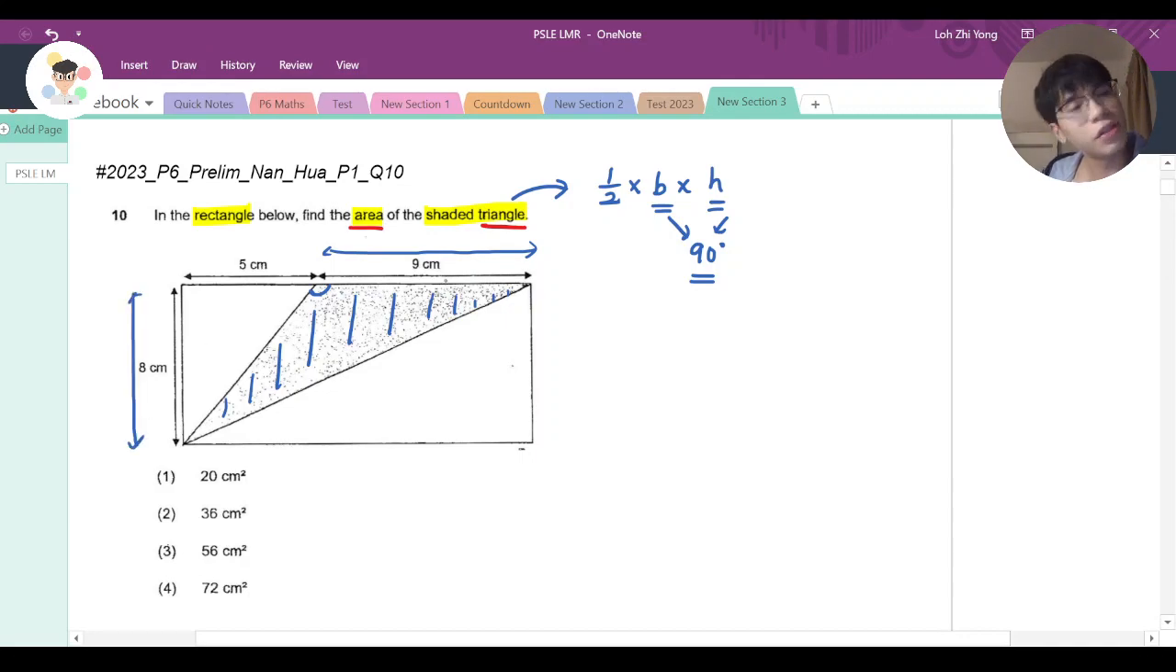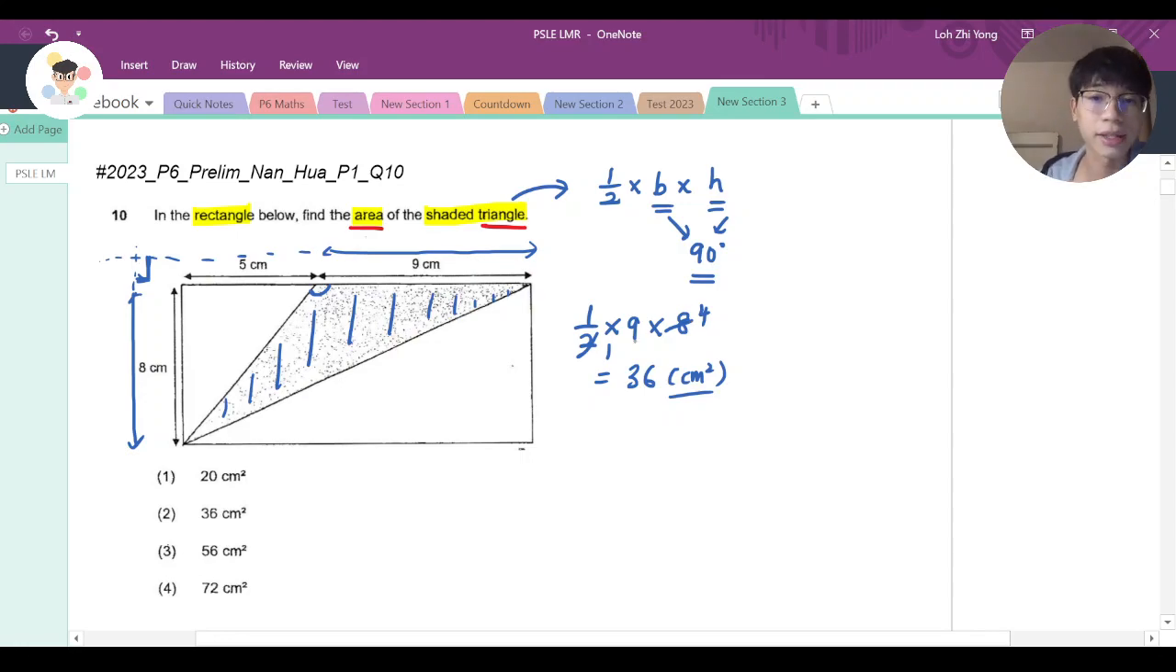Well, you might say, teacher, where is the 90 degree? Look at here. The base is here, this is the base, and this is the height. You can see there's a 90 degree here. The base and the height always form a 90 degree. So we find it by half times 9 times 8. We simplify and get 36 cm square. That will be our unit, and then we answer option number 2.